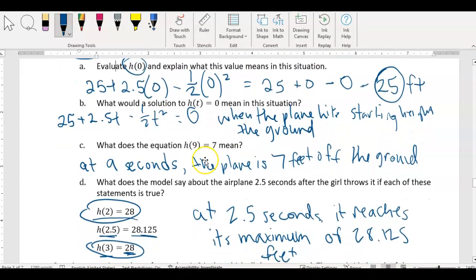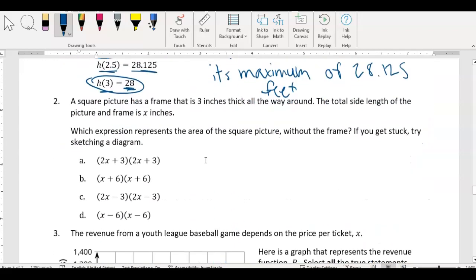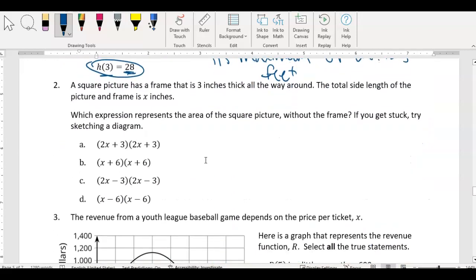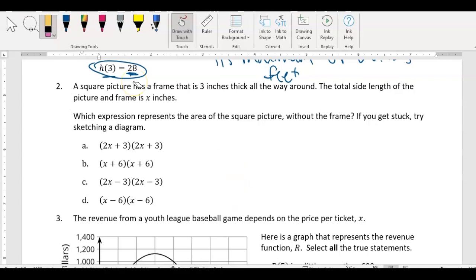Okay. So looking down at the next one, it says a square picture has a frame that is 3 inches thick all the way around. The total side length of the picture and frame is x inches. Which expression represents the area of the square picture without the frame? If you get stuck, try sketching a diagram. All right, so we are going to sketch a diagram. That is the best course of action here.